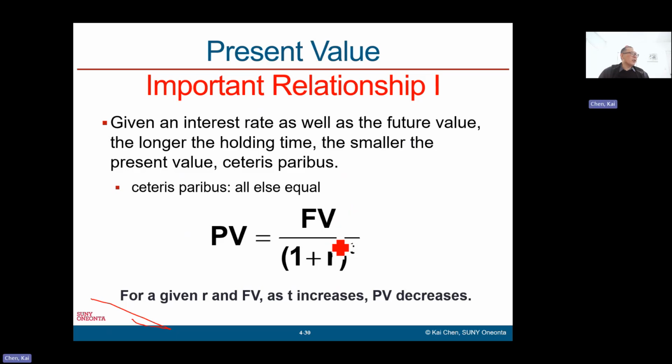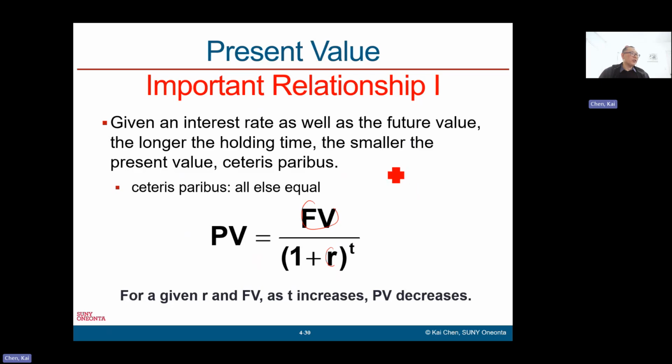The R is fixed, right? Yeah, we have a present value formula. In this formula, R is fixed, and the future value is fixed. And now let's see, when T changes, how does the present value change?